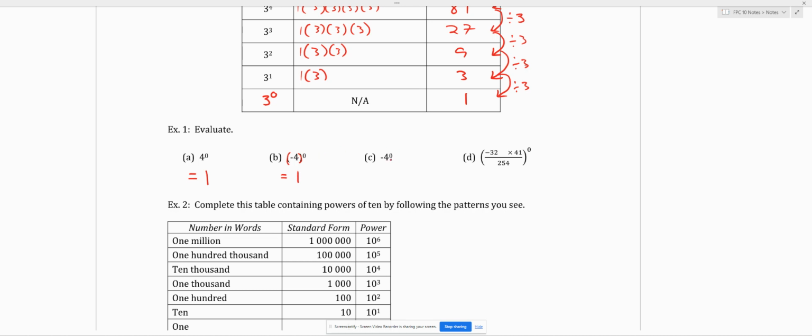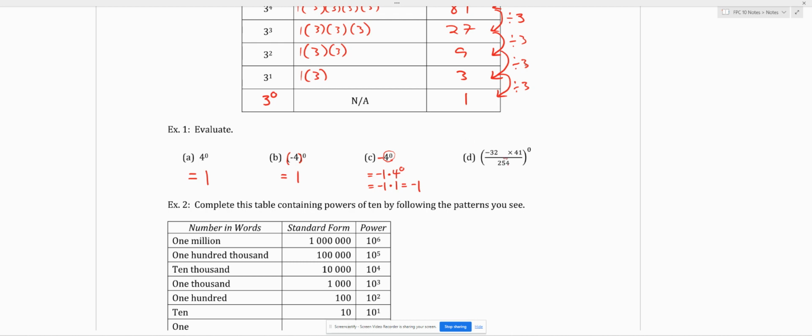Now, in this case, we remember from last lesson, the 0 is only attached to this 4. So there is a negative out front here. So you can think of this as negative 1 times 4 to the 0, which of course 4 to the 0 is just 1. And negative 1 times 1 is negative 1. So just be careful if there's a negative not attached.